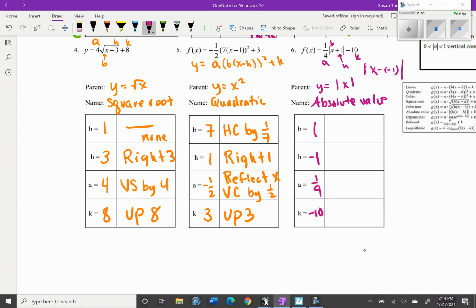So if my B value is 1, that doesn't do anything to my graph because 1 times anything doesn't change it. H is -1, which moves it left 1. A is 1/4, which is a vertical compression by 1/4. And K is -10, which moves your graph down 10.